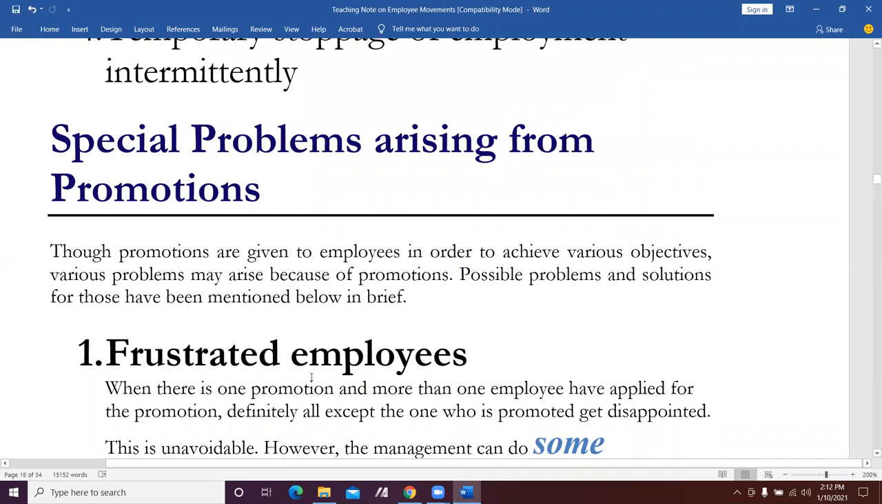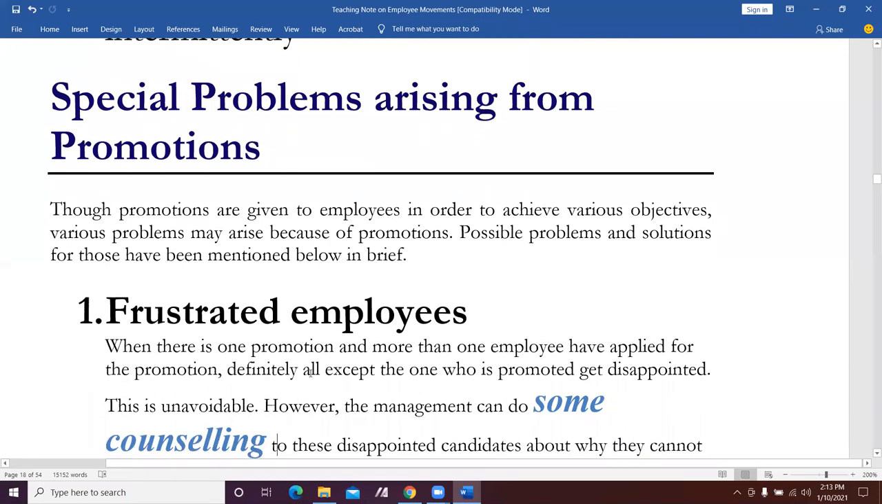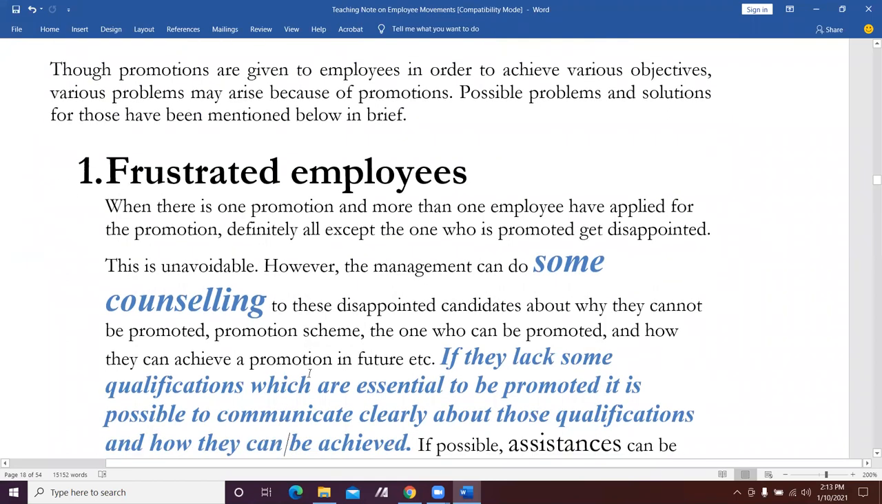First one is frustrated employees. Assume there are five employees who had applied, but only one person was promoted. Then the other four people definitely are going to be frustrated, or have already become frustrated. Is it possible to avoid this situation? Generally not possible, because everyone cannot be promoted.